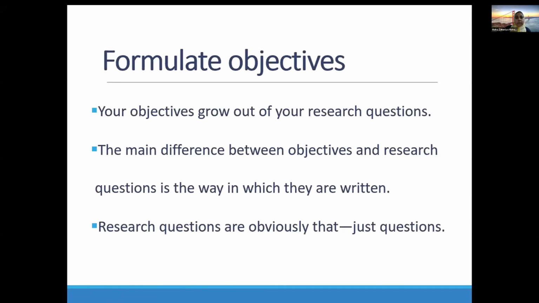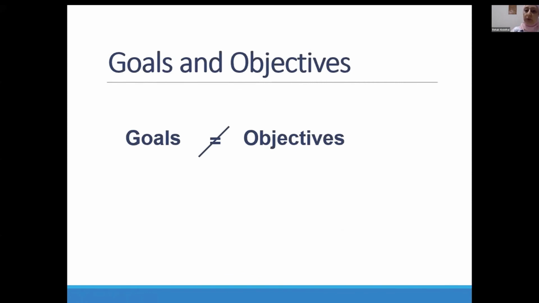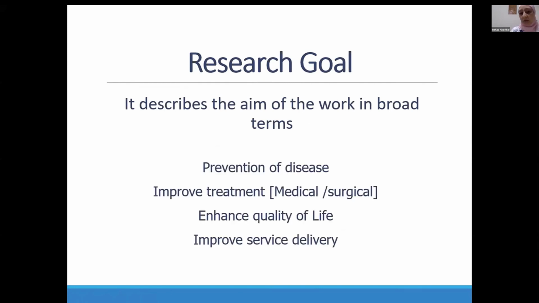Okay, I'm just saying that at the end, when we have formulated our question, we should formulate a research goal and objectives. There is a difference between goals and objectives. Goals describe the aim of the work in a very broad sense. So we need to prevent a certain disease or improve a service delivery or improve utilization.